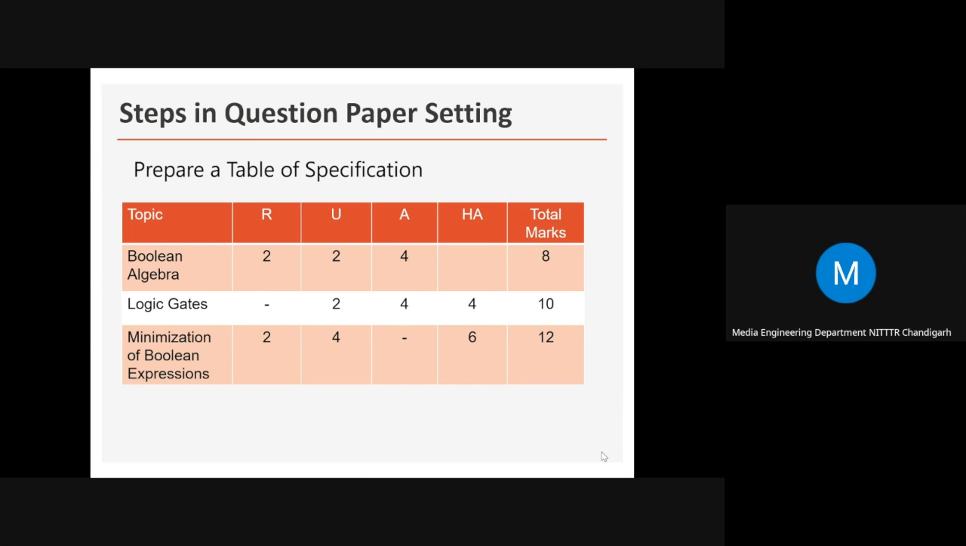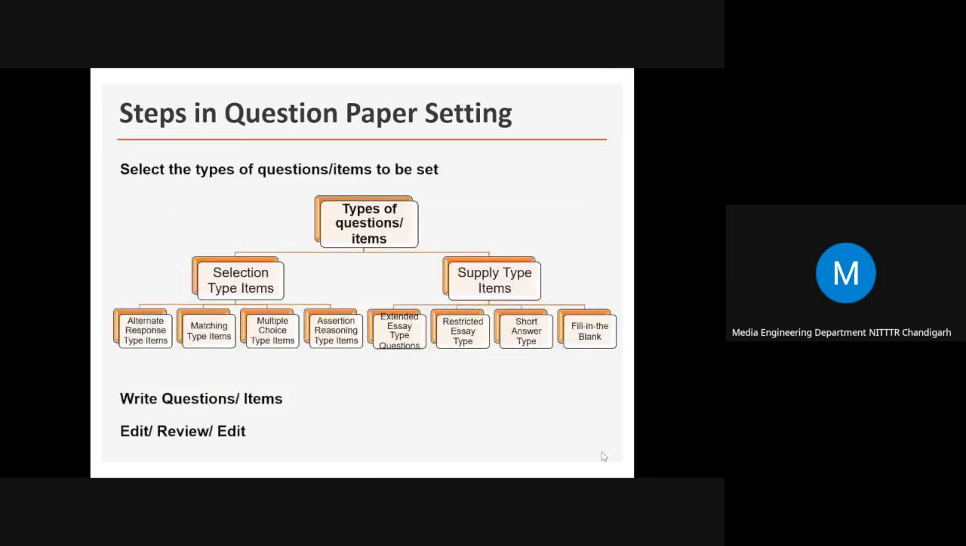Once we have this table of specification in place, then we need to write the actual questions. Questions can be of selection type or supply type, as I started with in the previous PPT with these terms, selection type or supply type items. In selection type items, we talk of alternate response type items like yes or no, or we can have MCQ multiple choice type items, matching type items, and assertion reasoning.